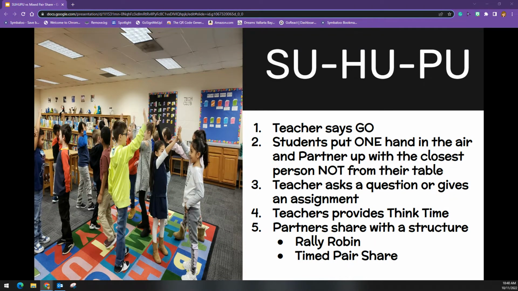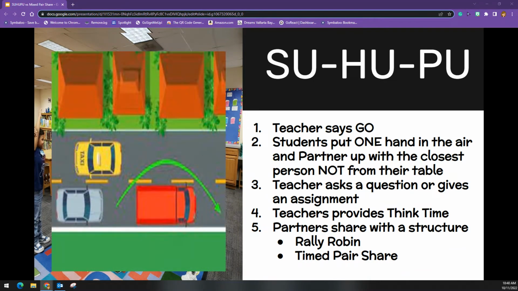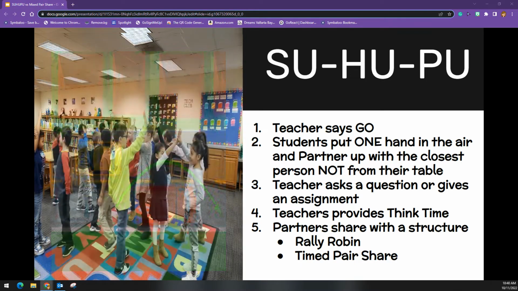We want them slightly outside of their comfort zone. Once they partner up, they put their hands down and face the teacher for directions. The rule here is that partnering is done very quickly and the partner must be close to them, not across the room. There are also no drive-bys. In other words, you cannot avoid a friend who is closest to you just because you had a fight on the playground earlier that day.